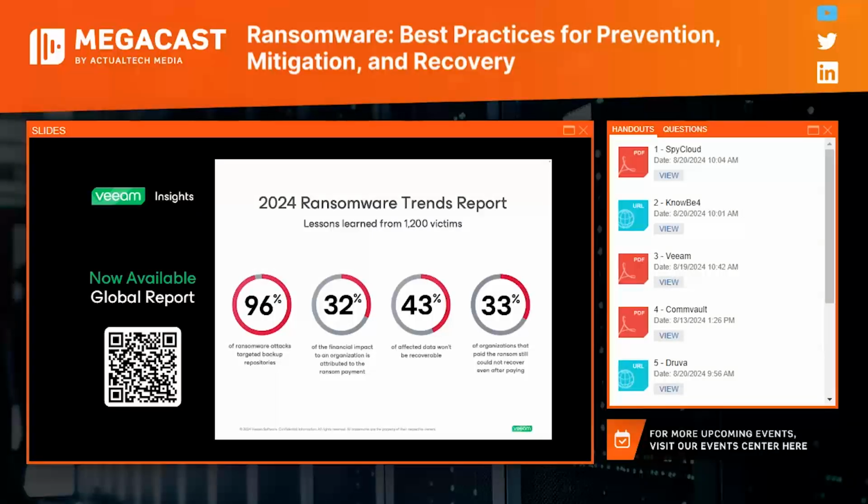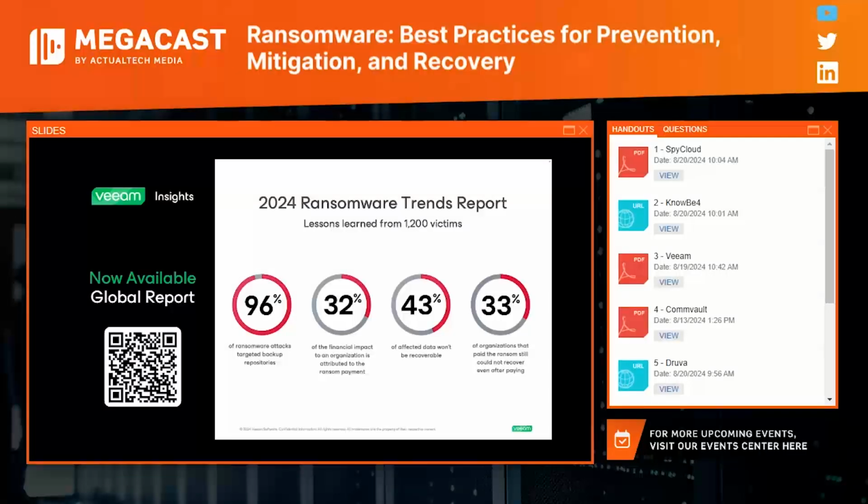So what we learn from a few data points here is 96%, probably all of the time, they try to attack backup repositories to remove that recovery option, and that's the preferable one. That's what we want you to be able to do predictably and reliably. If you do make the payment, that's less than a third of the impact to the organization, because there's an extended recovery requirement in order to make sure that the threat actors have been contained and eradicated.